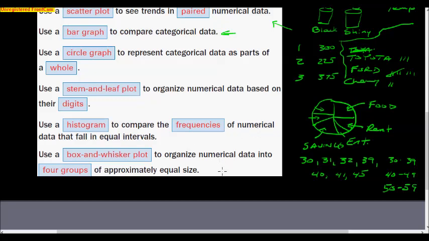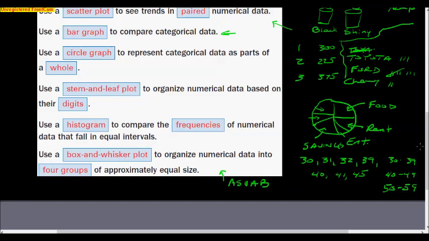Box and whisker plot. A lot of times when I think of box and whisker plot, I think of test scores. You know, you guys will take the ASVAB test. That is a test for the military. A lot of times they will group the scores into the bottom 25%, the next 25%, the 50 to 75%, and the top 25%. You know, and that would be good for a box and whisker plot.